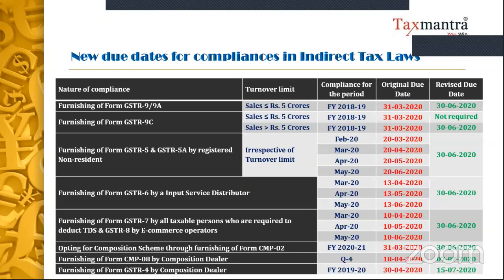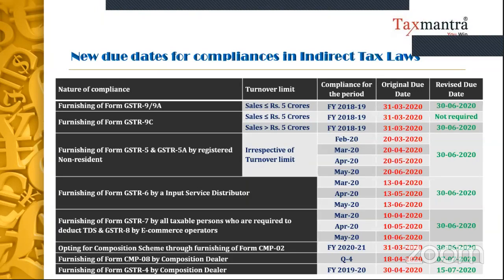Taxpayers opting for the composition scheme through furnishing of Form CMP-02 under this scheme. Earlier, the due date for the financial year 2020-21 was 31st of March. Now it has been extended to the 30th of June.